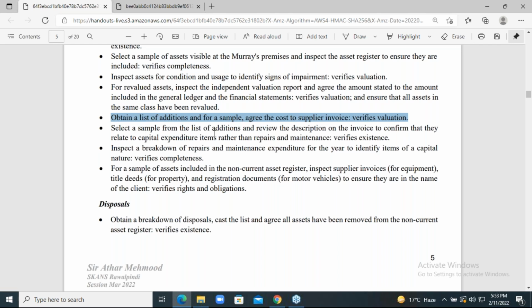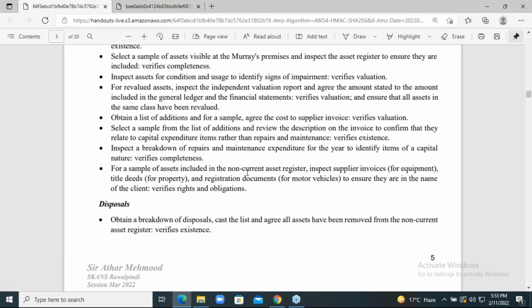Select a sample from the list of additions and review the description of the invoice to confirm that they relate to capital expenditure. Once again, this procedure can be exactly copy pasted for the traffic lights because there is no need to change anything. The data doesn't give you any slight change. Inspect the breakdown of repair and maintenance expenditure for the year, 25 items. So you can skip that one also.